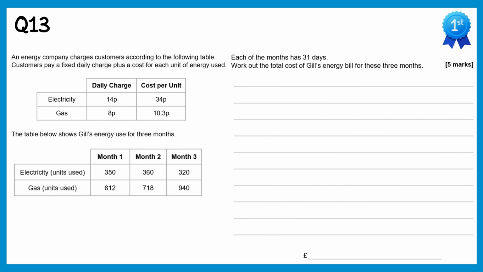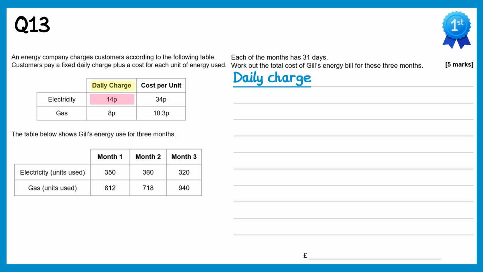In this question, we need to work out Jill's energy bill. We'll start by looking at the daily charge. The daily charge can be found here in the table. This is the amount you have to pay every day, irrespective of how much energy you use. So every day you need to pay 14p for electricity and 8p for gas. So we'll start with the 14p for electricity.